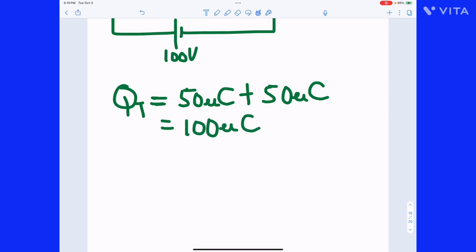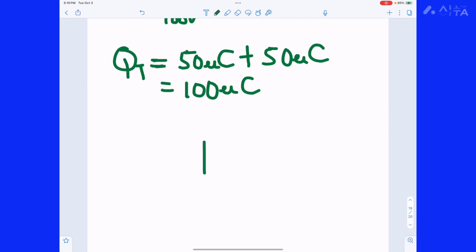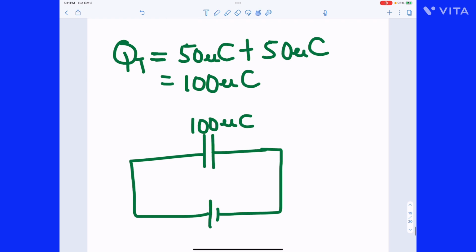Let's now assume that we have just a single 100 microcoulomb capacitor on a 100 volt battery.